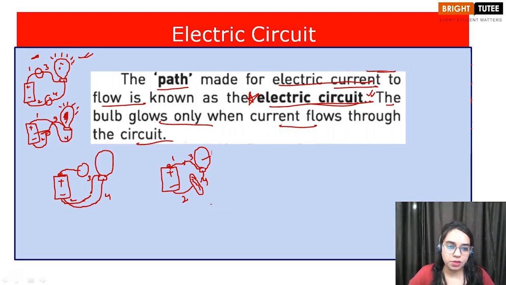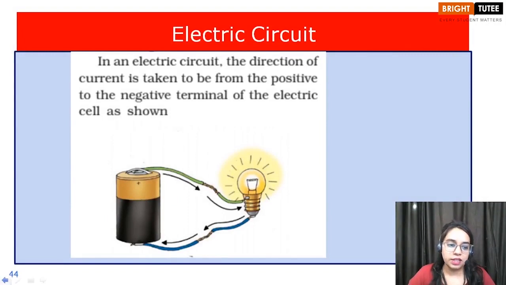Okay, so let's move ahead. So children, let's read about it.